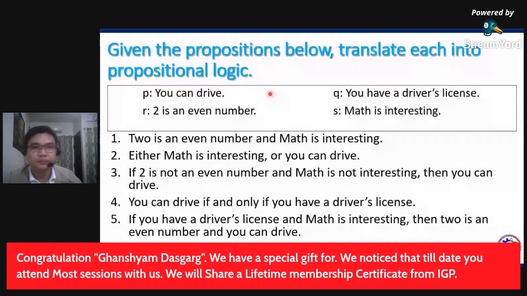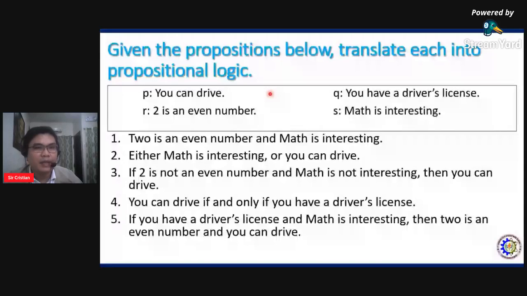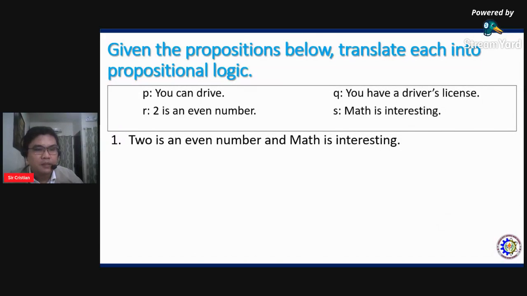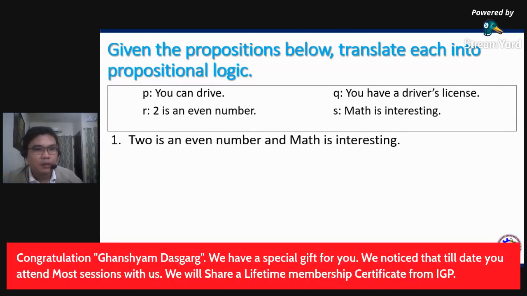Okay, let's try the first one. 2 is an even number and math is interesting. If you notice, the given statement is a compound proposition. We have the first one, 2 is an even number, and the other one is math is interesting. So as you can see, 2 is an even number is represented by the proposition R, and math is interesting is represented by the proposition S.